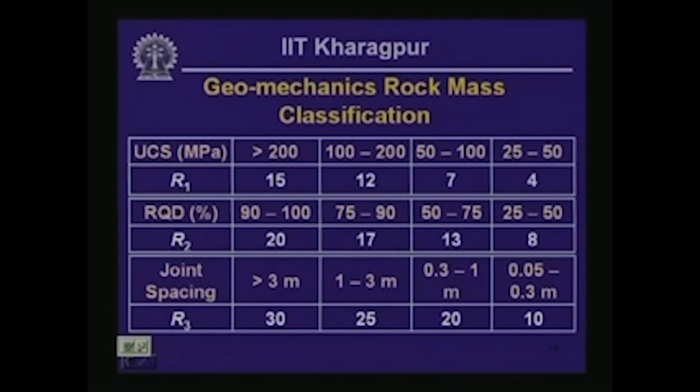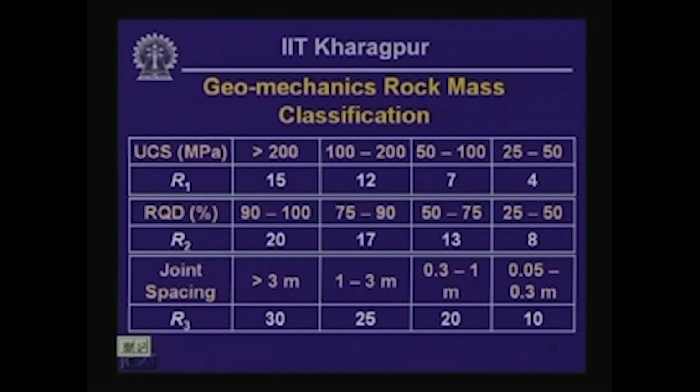So, first of all, we are going to consider the UCS, unconfined compressive strength of the rock mass, and we are going to assign a score R1 depending on what is the value of the unconfined compressive strength of intact specimen of rock. So, if it is for instance more than 200 MPa, then we are going to have an R1 of 15. If we have, let us say, UCS of between 50 and 100 MPa, then the R1 reduces to 7.